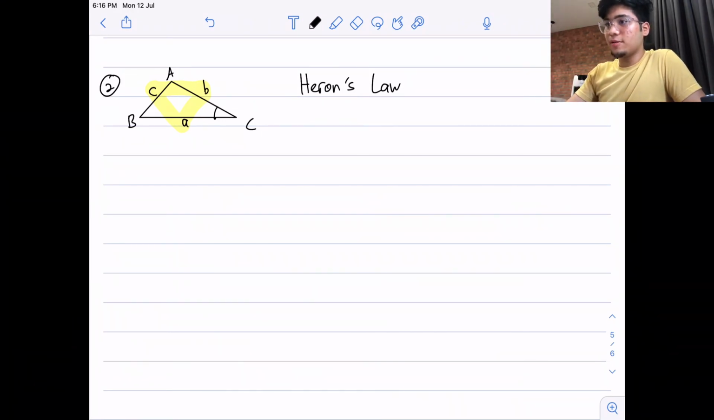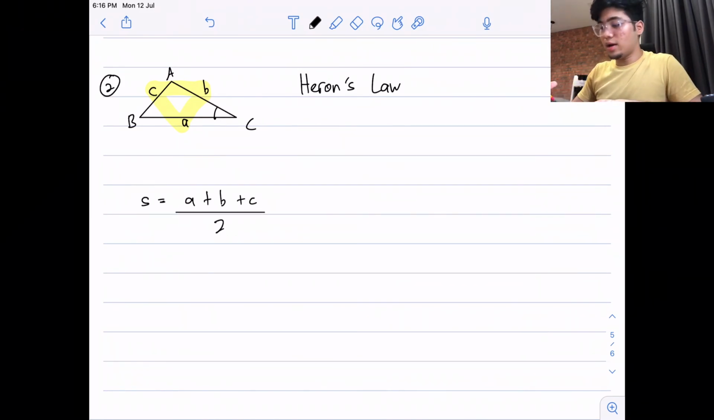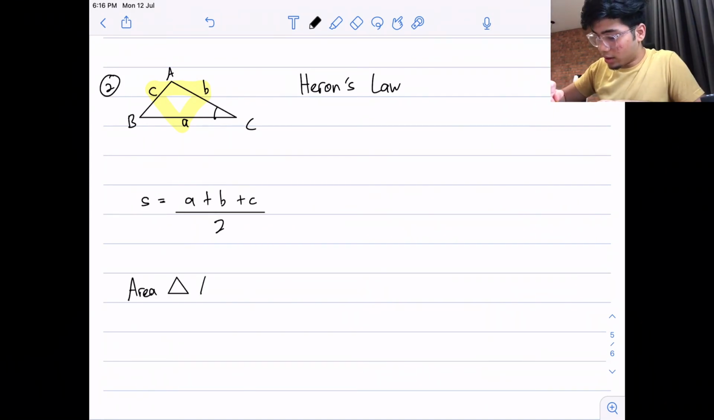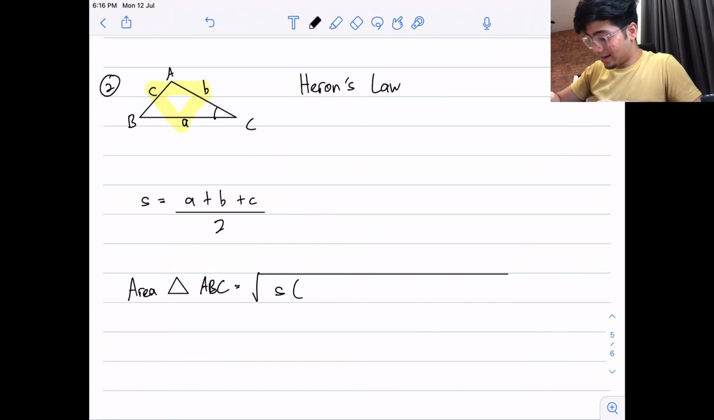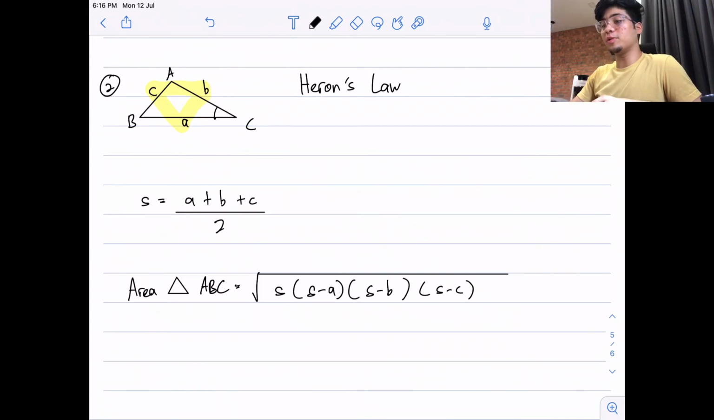So the first thing you need to find is S. So this is how it works. S equals A plus B plus C over 2, alright? And then the area of the triangle ABC is equal to the square root, oh god, my square root's so ugly. Alright, straight line, then S times S minus A times S minus B times S minus C. Basically, it's a lot more multiplication.